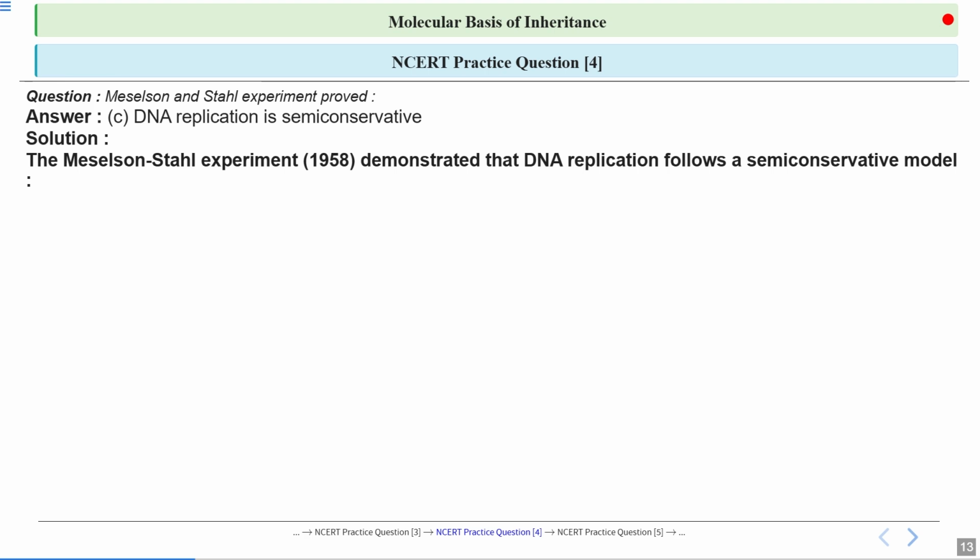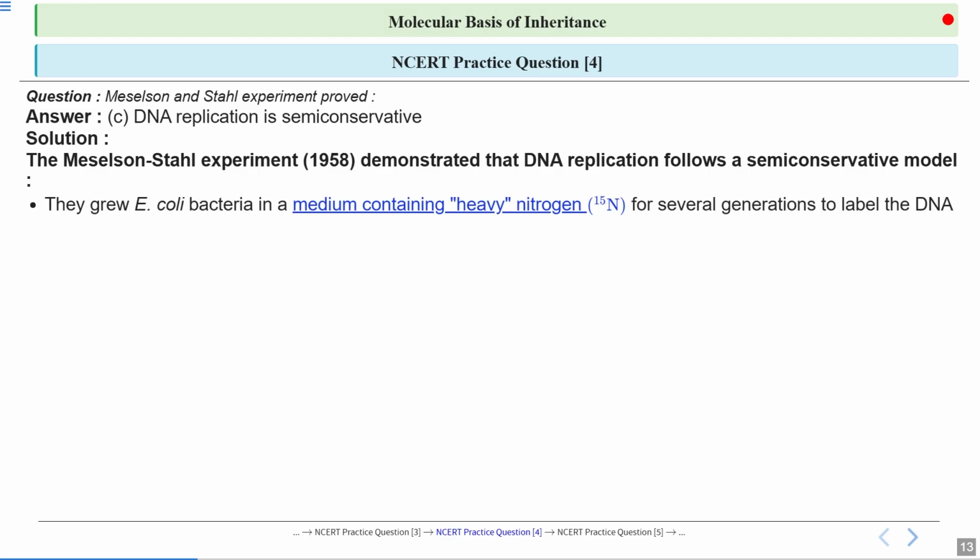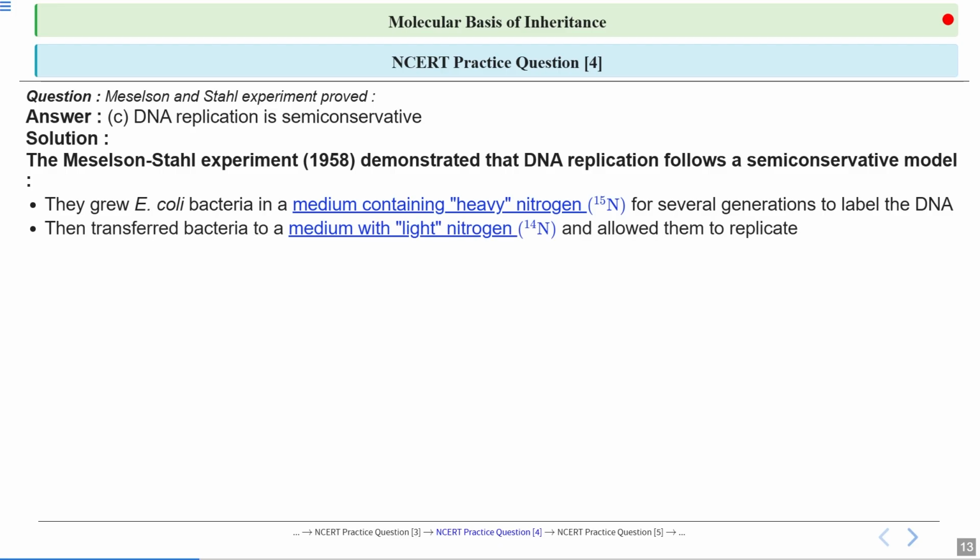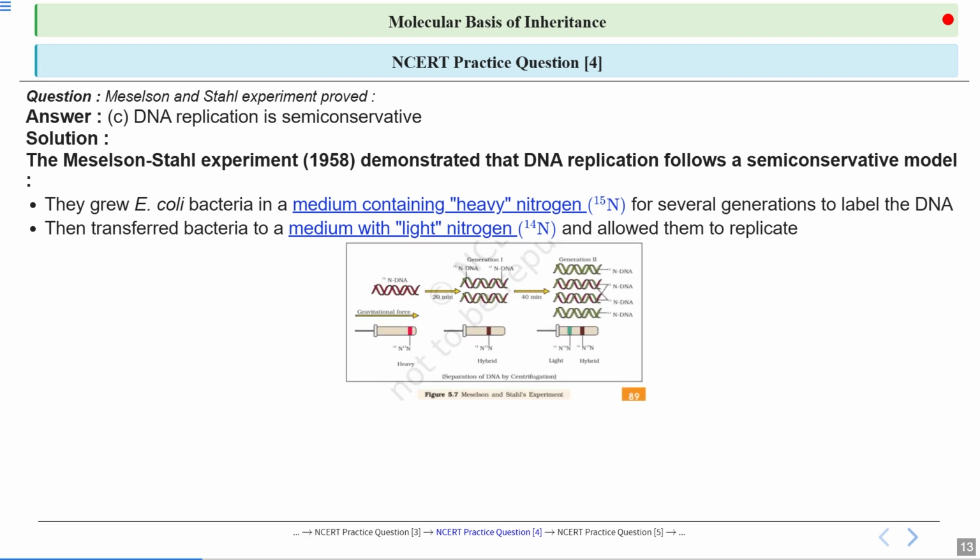Meselson and Stahl did an experiment in 1958 to prove that DNA replication is semi-conservative. Initially, they grew E. coli bacteria in a medium containing heavy nitrogen, N15, for several generations to label the DNA. DNA is made up of nitrogenous bases, so the nitrogen will be labeled. Then they transferred the bacteria to a medium with light nitrogen, N14, and allowed the E. coli to replicate. Initially, when the E. coli were grown in heavy nitrogen, both the DNA strands were labeled with N15.